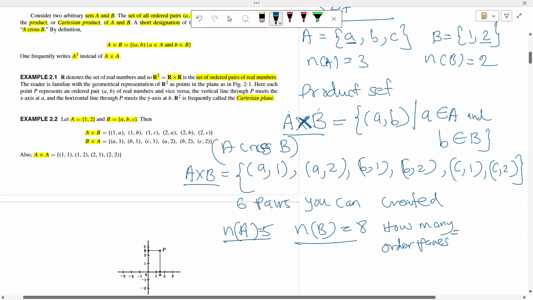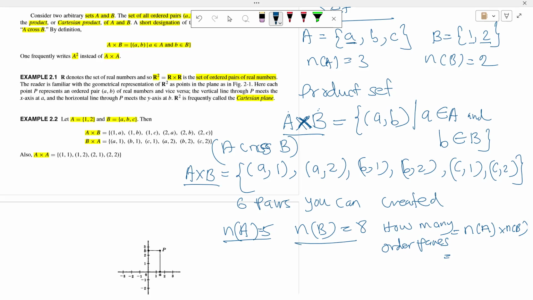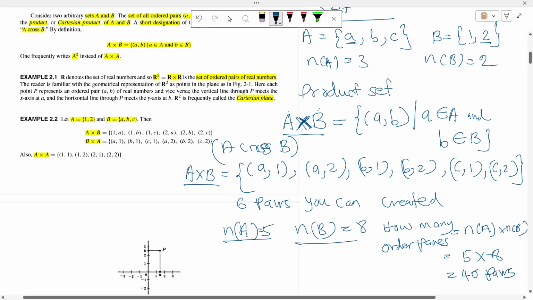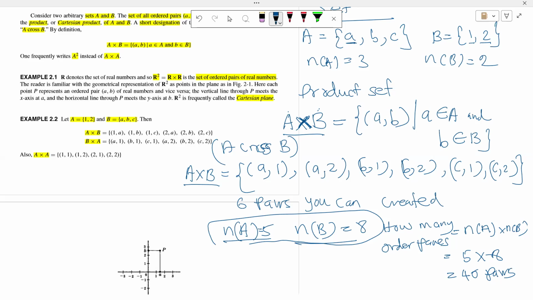How to do that? You just multiply the number of elements in A with the number of elements in B. That is the only way to find out how many ordered pairs are in A cross B. So A contains 5 elements, 5 into 8, altogether 40 pairs we can create for this question. If you have a set with 5 elements and another set B with 8 elements, then you can create 40 pairs.